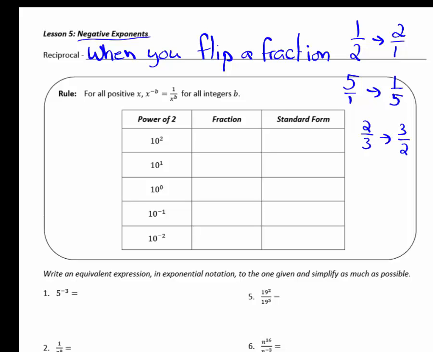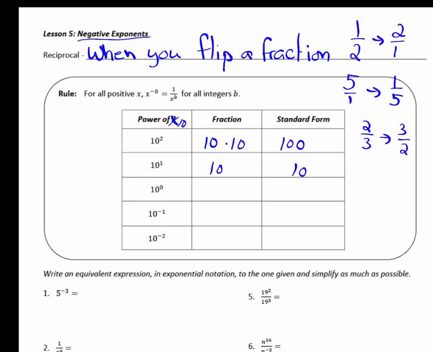And there was a mistake up here. We forgot to change it. Sorry about that. You should say power of 10. So we're going to go through and talk about these. We're not going to actually do the fraction necessarily as a fraction, but we know 10 squared means 10 times 10, which is 100. We know 10 to the first means 10, which is 10.